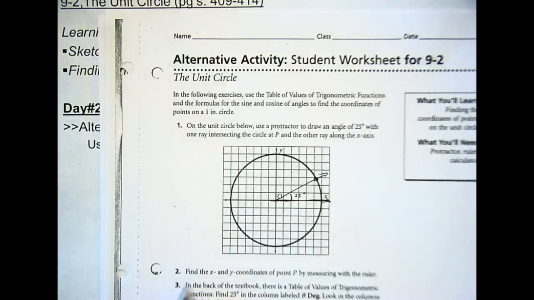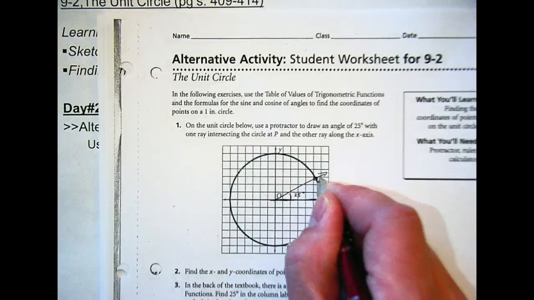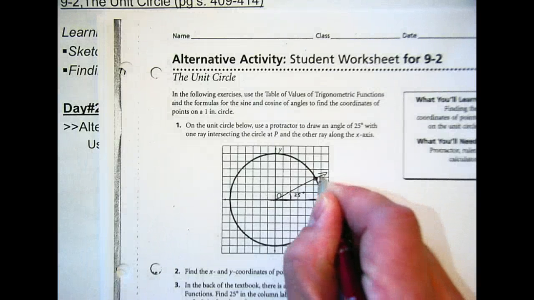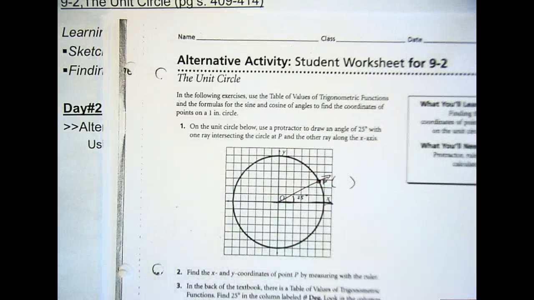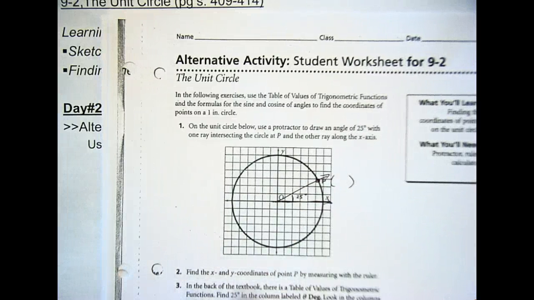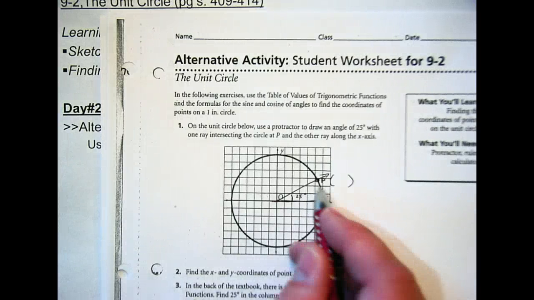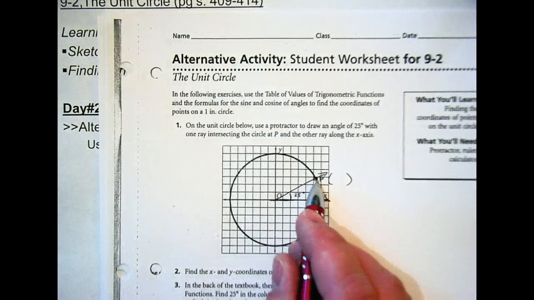Okay. Number 2, find the x and y coordinates of point P. Point P is this point right here where it hits. I want to know what those coordinates are. So what's x and what's y? And it says you're doing that by using a ruler. So be very accurate. Use inches.